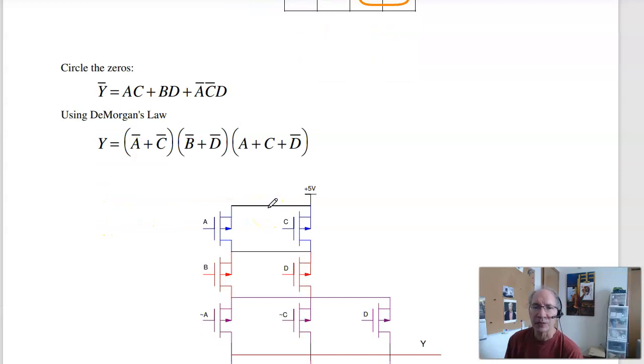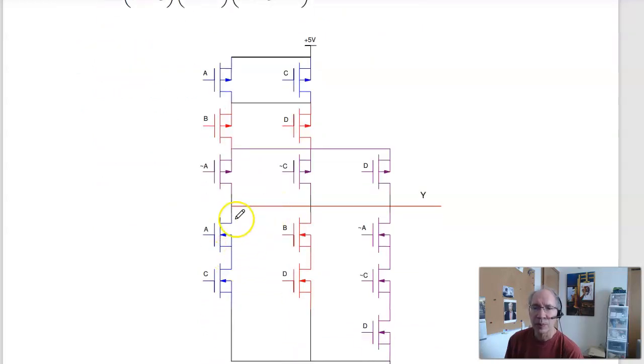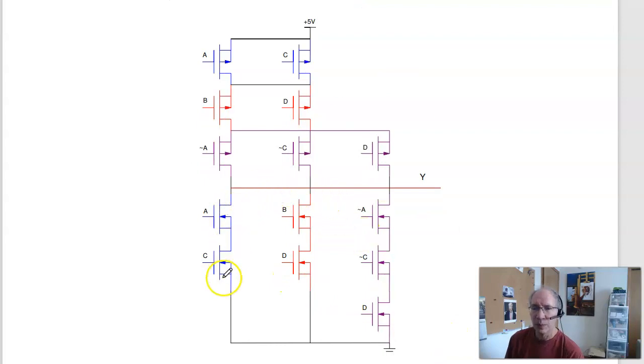So to implement it then, Y is pulled low when A and C are true, or B and D are true, or A bar, C bar, D are true. On the high side, that's De Morgan's law. Series becomes parallel, parallel becomes series. So these two in series become A and C in parallel. B and D in series becomes B and D in parallel. A bar, C bar, D becomes A bar, C bar, D in parallel. And put all these in series. So this implements that previous logic. And that's the final exam for ECE 320.